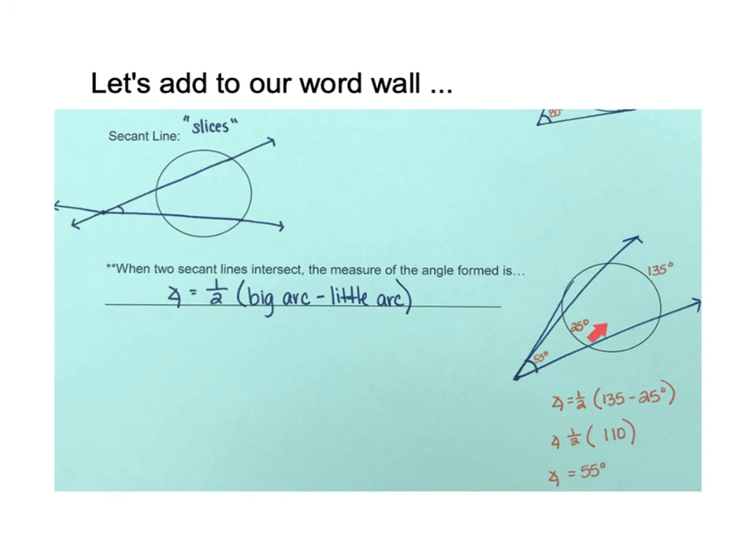So we can draw the picture over here. You can disregard this line there. That was just a little error, but you can see I have two secant lines. I have my big arc of 135 degrees. I have my little arc of 25 degrees. And let's say I want to figure out what that angle is. I can use my formula to find that, and I see that that angle is 55 degrees. Remember, we don't just have to look for the angle. We could actually be looking for the big arc or the little arc within that and just have to know how to manipulate our equation.